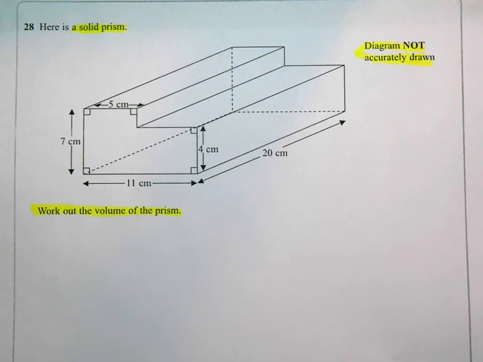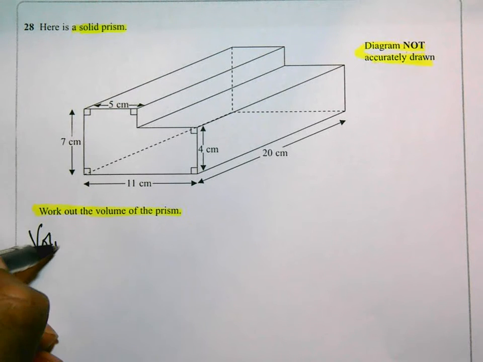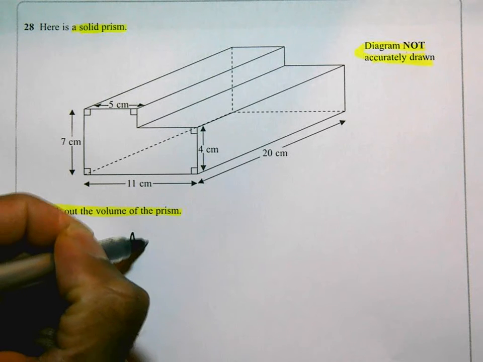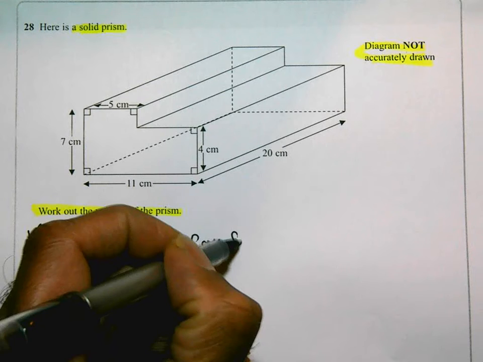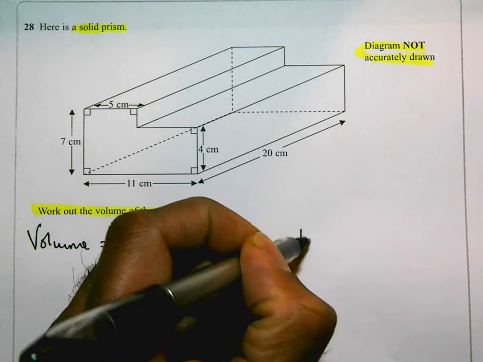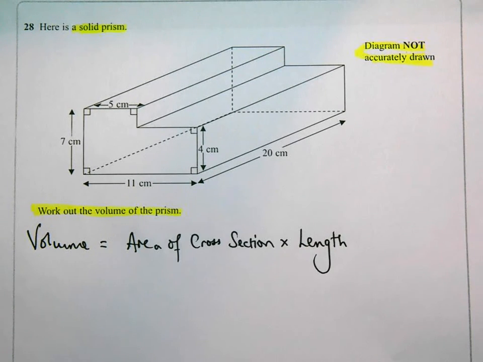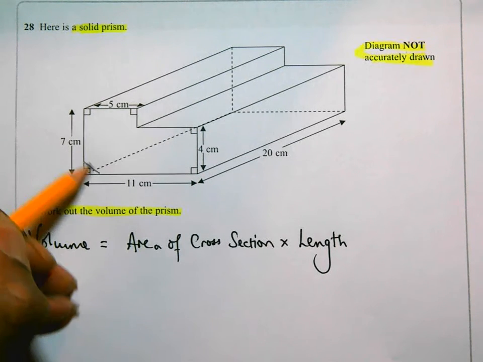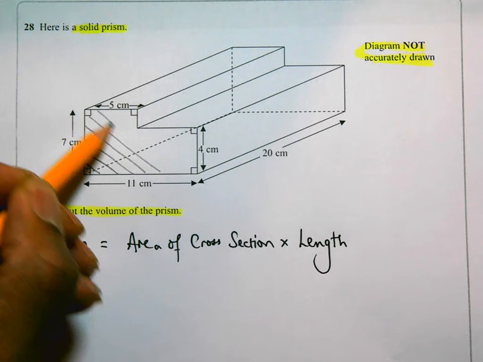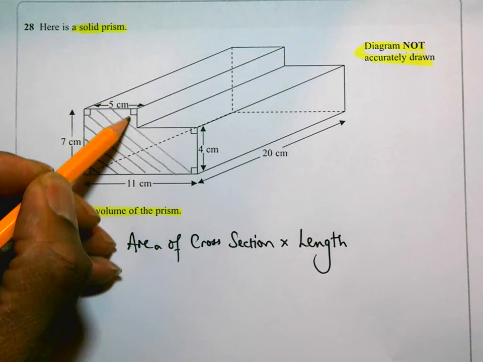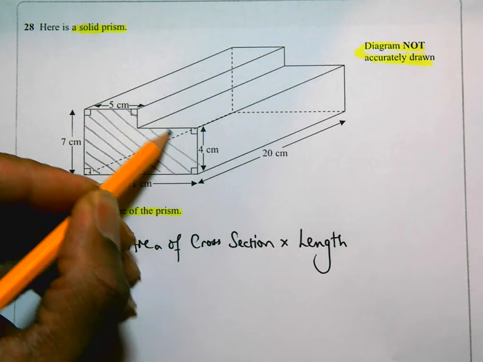Now how am I going to use that here in this particular question? Well, volume, I'm going to write down that formula. Volume is equal to area of cross-section times the length. Now, the cross-section is this bit here, the front face. The thing that makes this a prism is if I were to cut it anywhere along the whole shape, it will always be exactly the same all the way through.